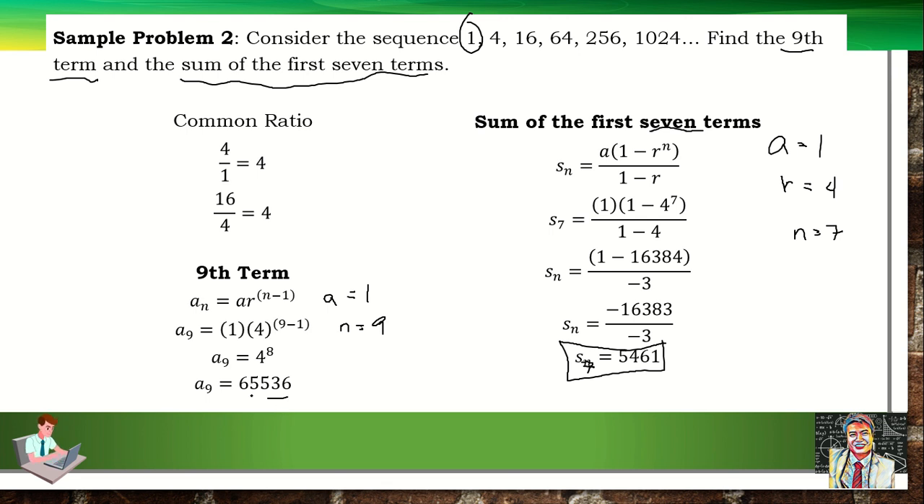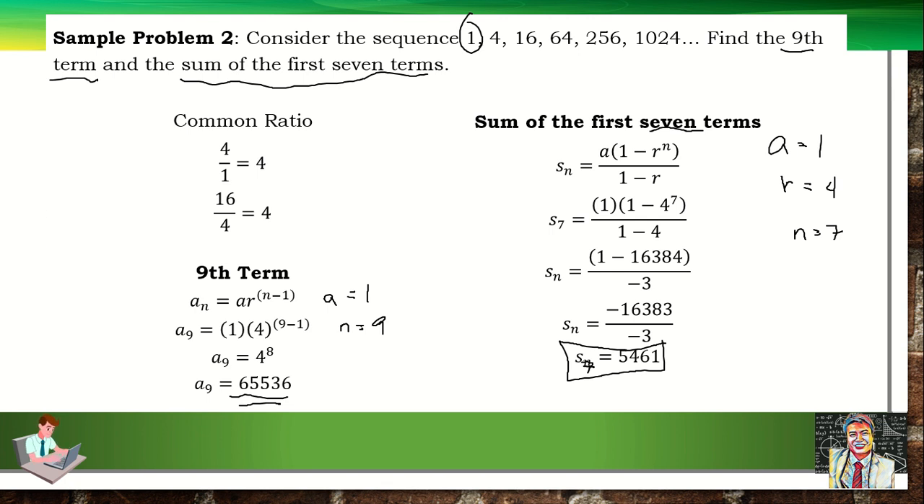O, yan yun. O, bahala na kayo kasi pang 9 term lang naman yun. Madali lang yan. Diba? Kasi 1, 2, 3, 4, 5, 6. Kung gusto nyo i-check kung yun talaga yung pang 9 term, bahala kayo. O, sundan nyo na lang yung pattern na yan using the formula. Ito yung formula naman eh. So, which is n minus 1 lang naman. 4 raised to n minus 1. Okay? That's the sample problem number 2.